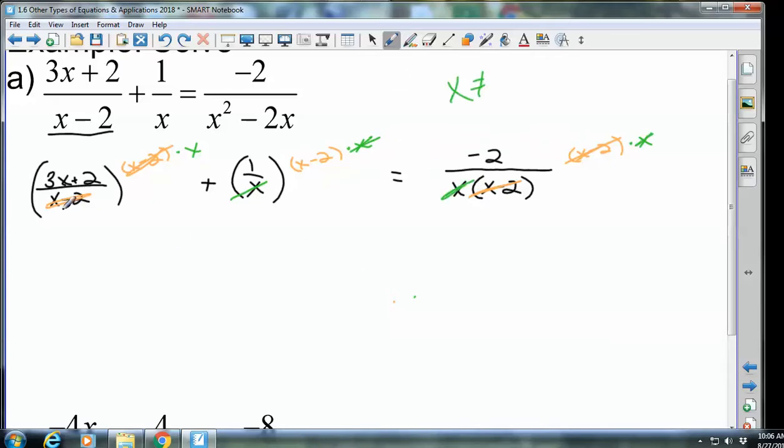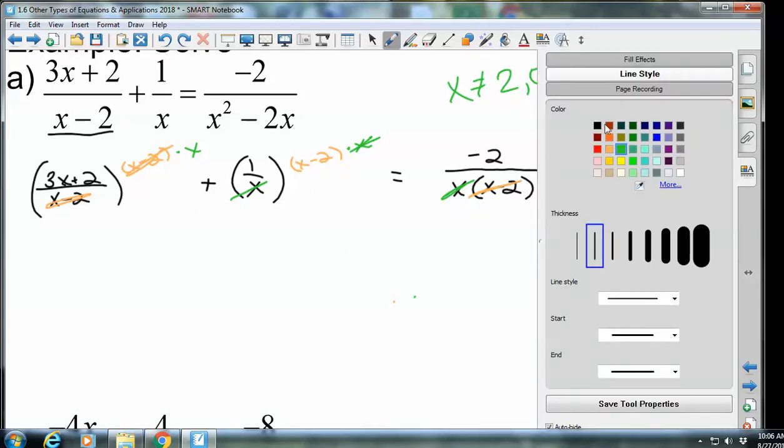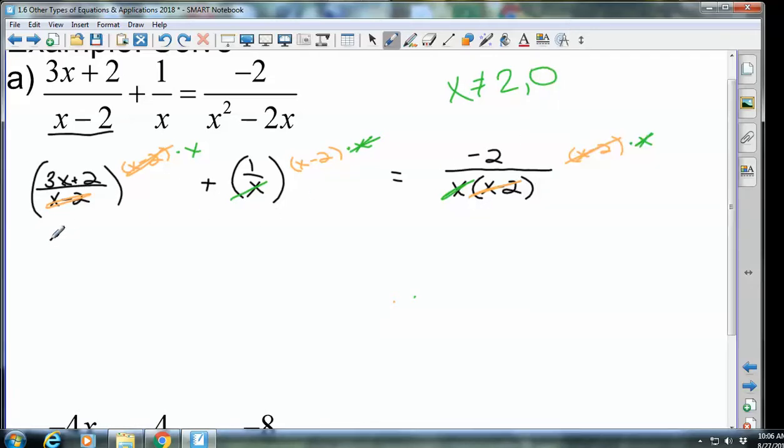I didn't write down what x can not be on this problem. The very first fraction couldn't be a 2. What about the second fraction? It was just x on the denominator, so x can't be 0. Okay. So now we can solve this.